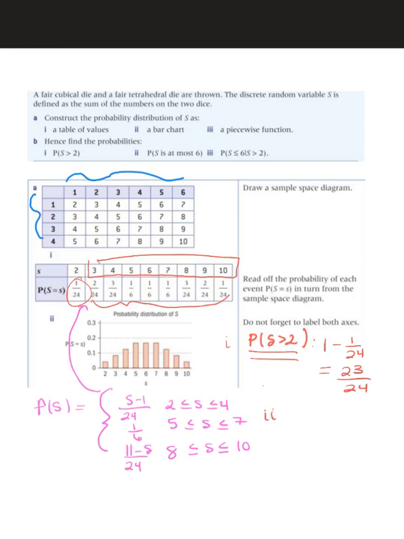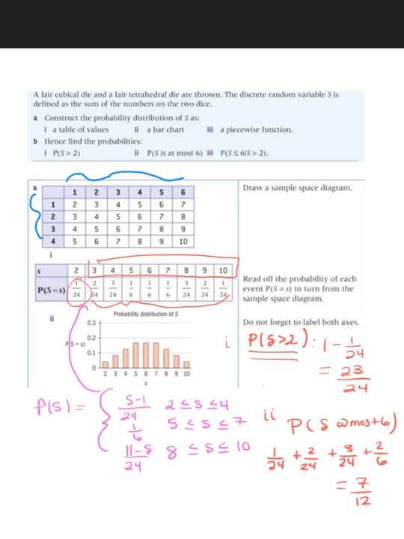Part 2 says the probability that S is at most 6. So at most 6 means 2, 3, 4, 5, and 6. So we just have to add up those probabilities, right? So we take 1 out of 24 plus 2 out of 24 plus 3 out of 24 plus 1/6 plus 1/6, which is 2/6. So we add all of those things together, we reduce our fraction, and we end up with 7/12.